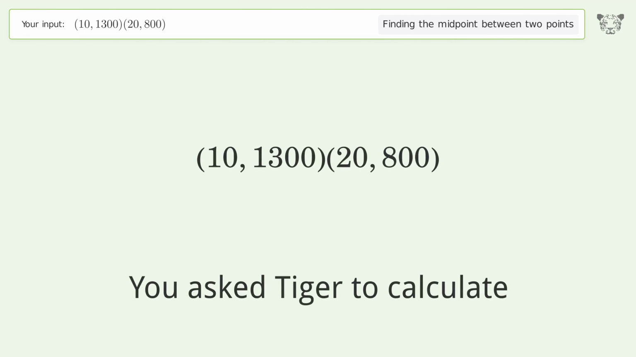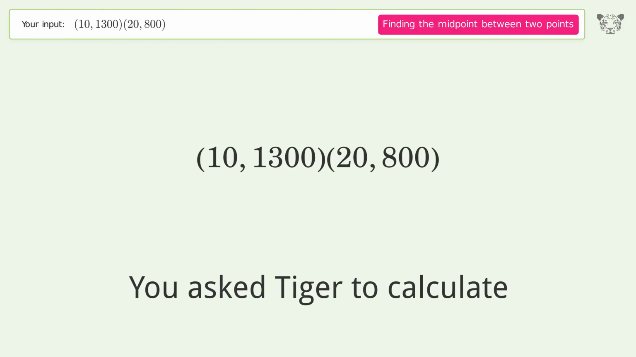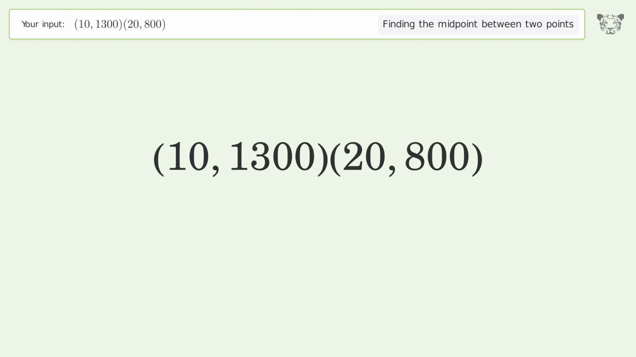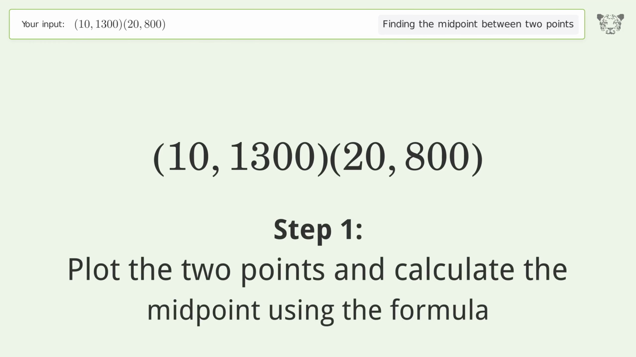You ask Tiger to calculate. This deals with finding the midpoint between 2 points. The midpoint between the 2 points is (15, 1050). Let's solve it step by step. Plot the 2 points and calculate the midpoint using the formula.